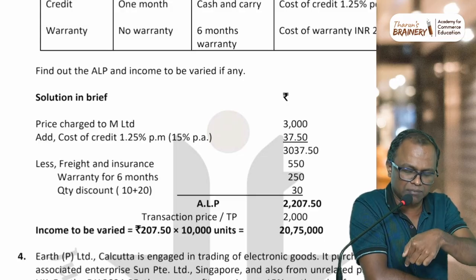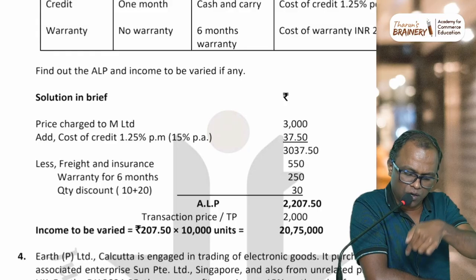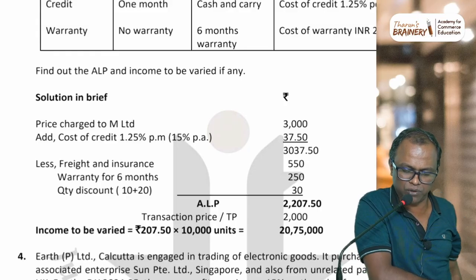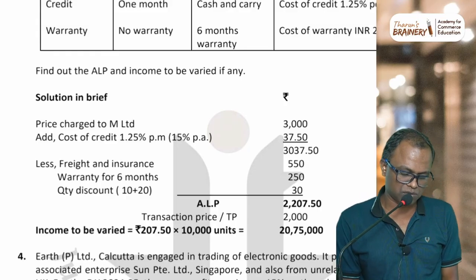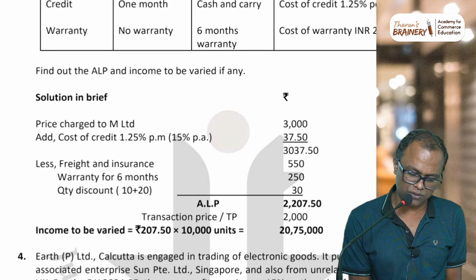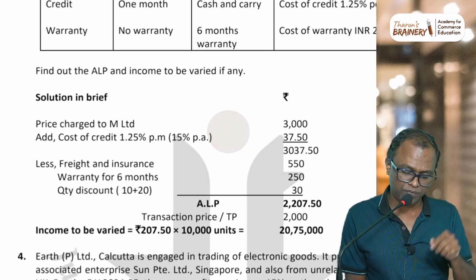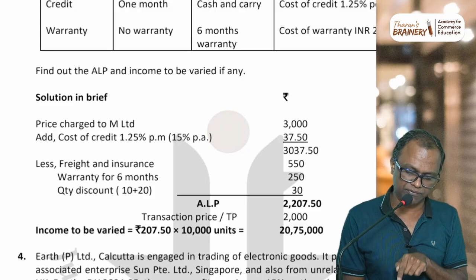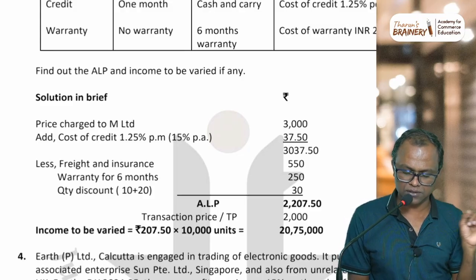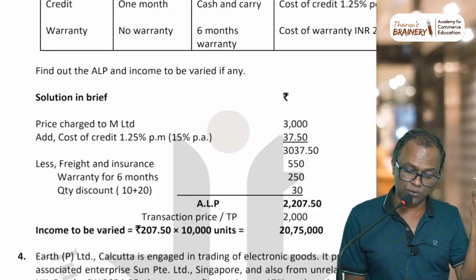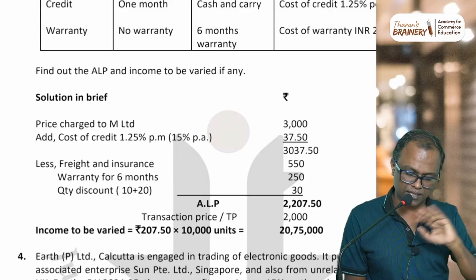So arm's length billing to be 2,207.5, but actually billed only 2,000 rupees. So lower per unit by 207.5. So total number of units sold to related party 10,000, 20,75,000 to be added to net profit of this company. Further, against this 20,75,000, no Chapter VI-A deduction is allowed. Maybe 80-IA or IB or similar type of unit, but still that deduction is not allowed.